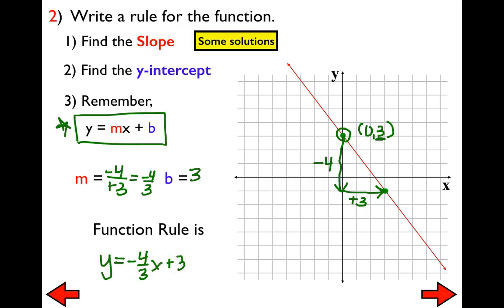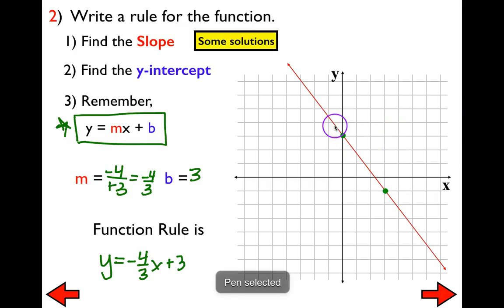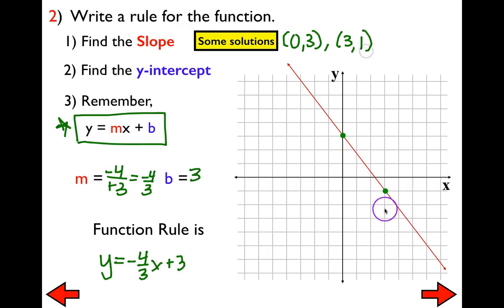So what are some solutions? Well, we could of course use the given points here. So this one, (0, 3), would be a solution. Positive (3, -1) would be a solution. What else can we find?